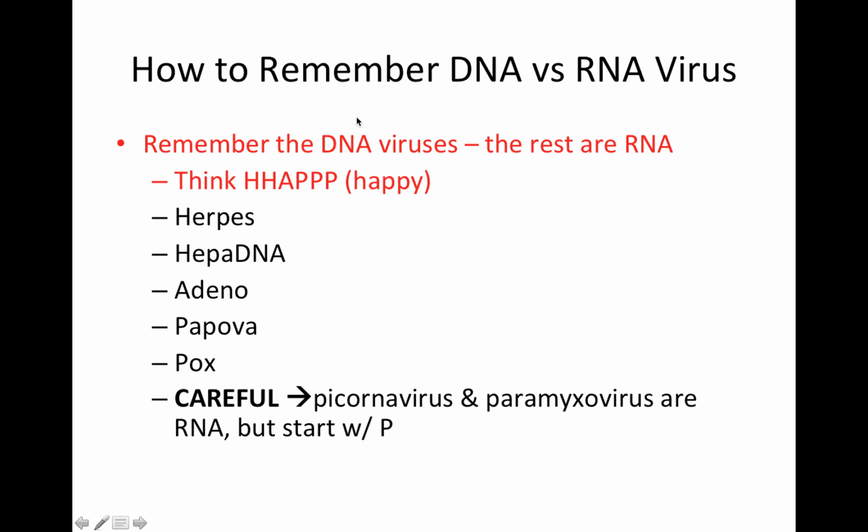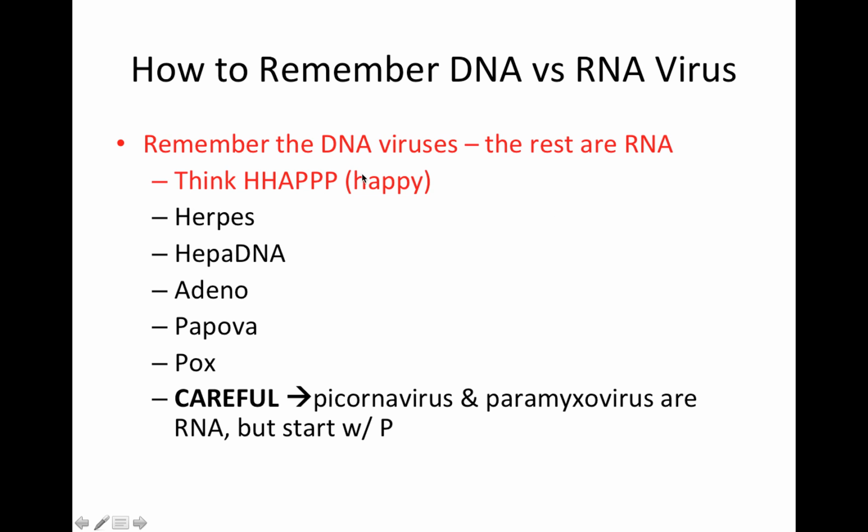Okay, how to remember DNA versus RNA viruses. This one's not too bad. All you have to do is remember the DNA viruses, and then the rest are going to be RNA. You'll come up with questions on your board exams that strictly want you to associate a virus with being DNA or RNA. And if you know all the DNA viruses, and one of them does not fall into the category of DNA virus, you automatically know it's RNA. So don't kill yourself trying to remember every RNA virus. Just remember the DNA ones, and then by process of elimination, you'll know which ones are RNA.